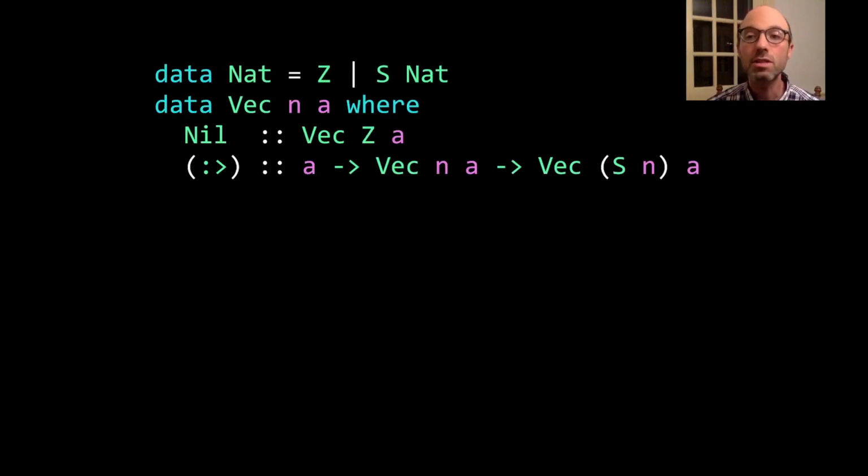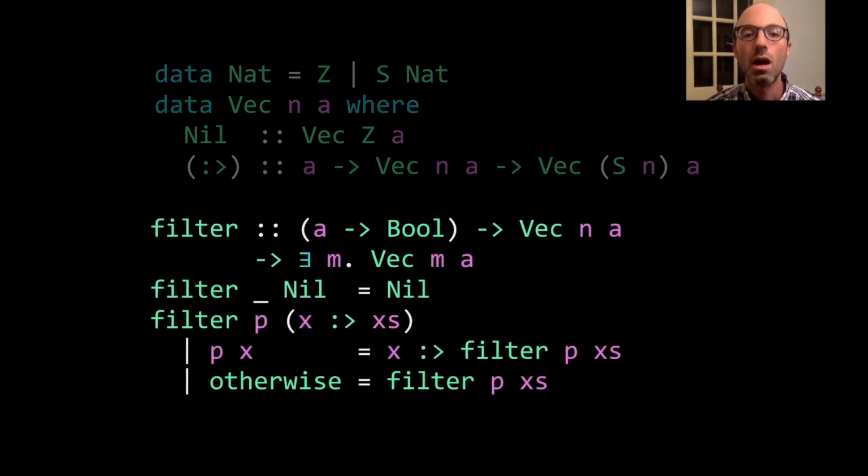So let's dive into the filter example because we can understand more about the specific design that we're advocating here in this work. We start out with our usual unary natural numbers as well as our usual length indexed vectors. Nothing surprising here. And then we can define this filter. This is the same filter type that we saw a few slides ago, but now we have an implementation.